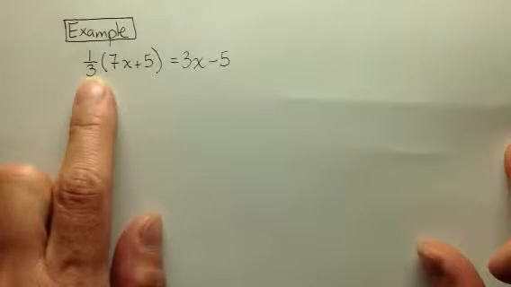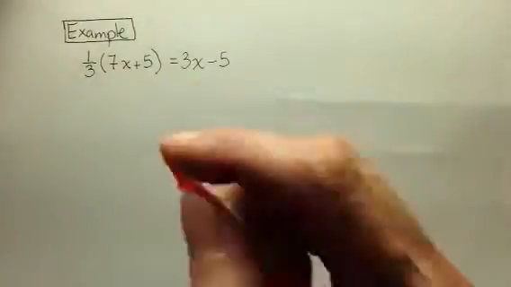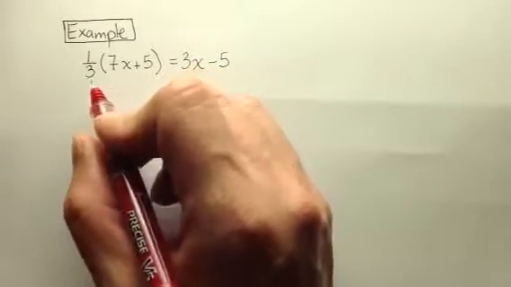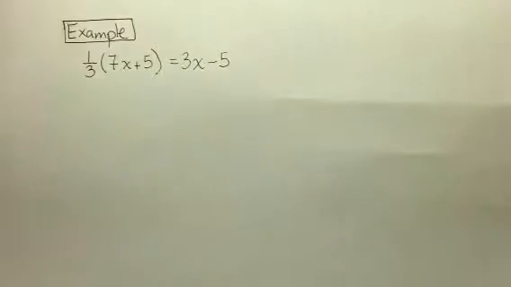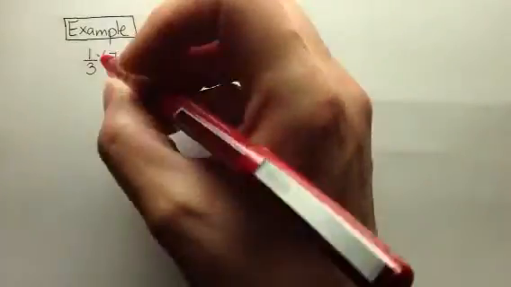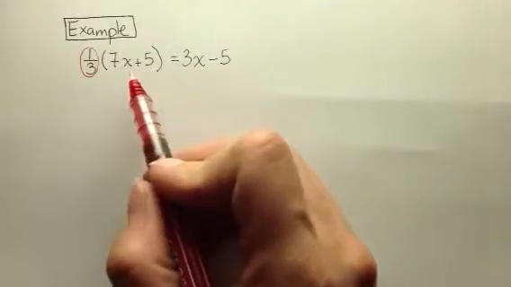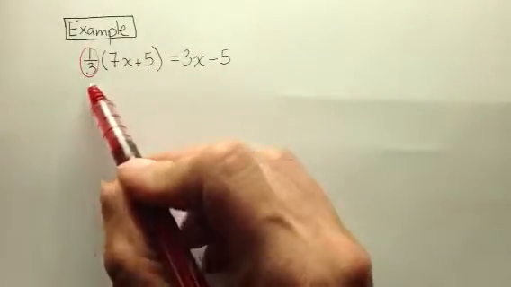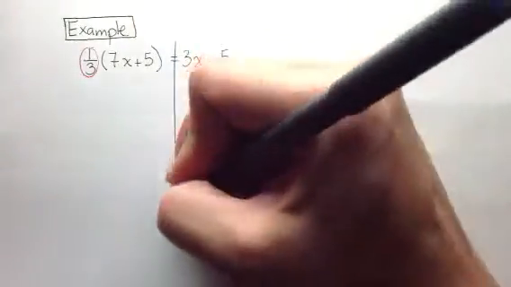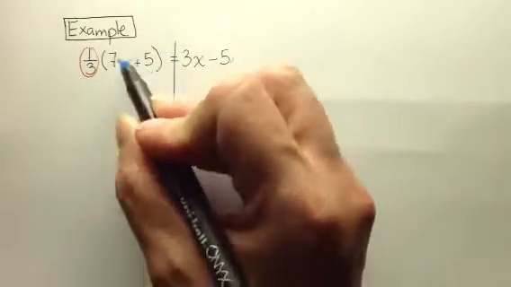So I've got 1/3 times this sum here. Now the problem is, if I distribute, if I multiply 1/3 times 7, I'm going to get 7/3. That's messy. When I multiply it by 5, I get 5/3. That's messy. I don't want to be dealing with fractions. So what I would probably do here is, because this 1/3 is multiplied by the whole left side, if I distribute it, I'm multiplying 1/3 by the whole side.